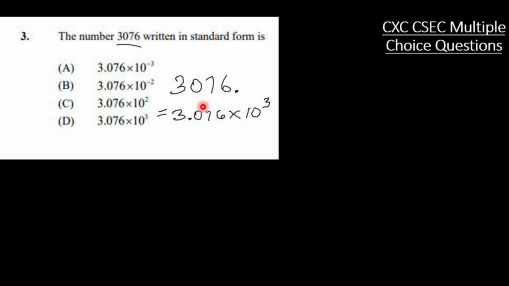It's a number between 1 and 10 times the power of 10. Now here's a trick. If the original number does not start with 0 point something, then the power has to be positive. So right away we know A and B are out because we have negative powers. And of course the point has to move 3 places, and so D is the answer.